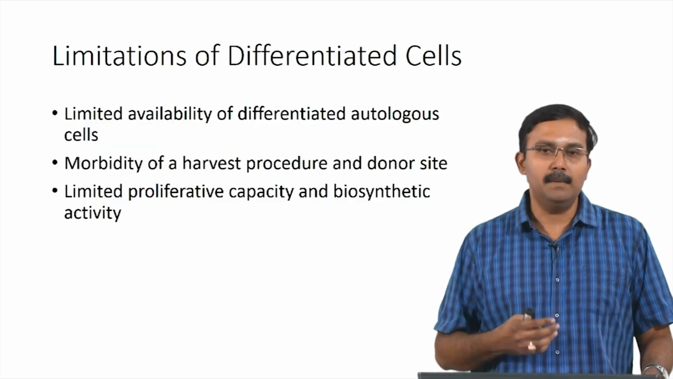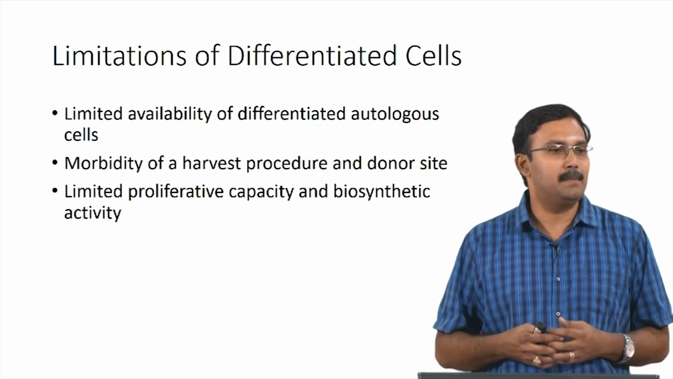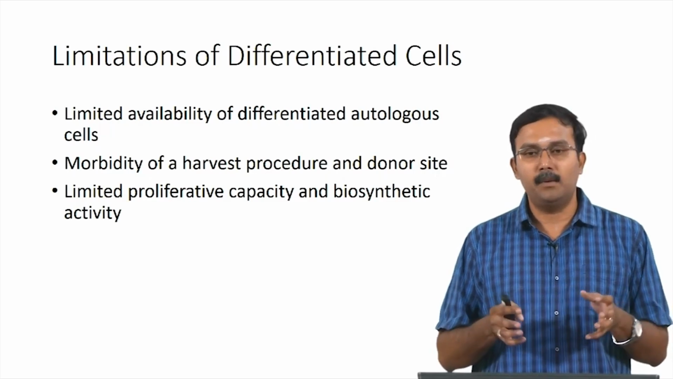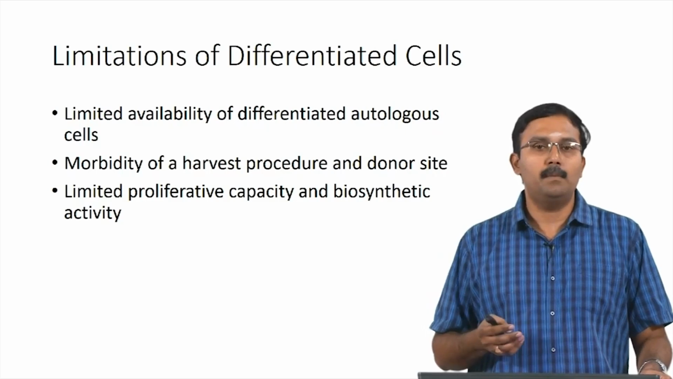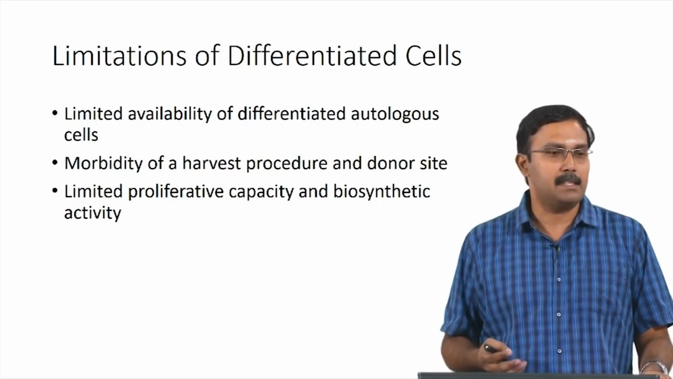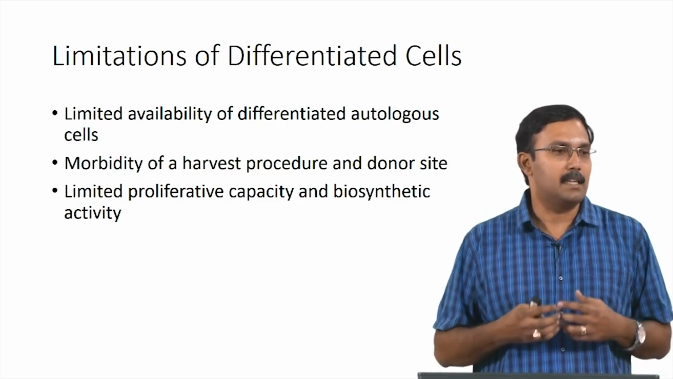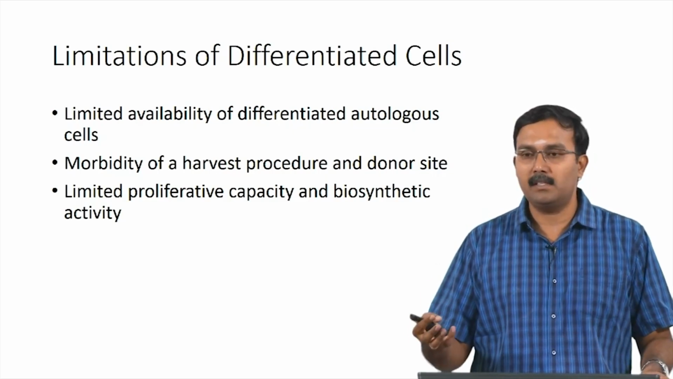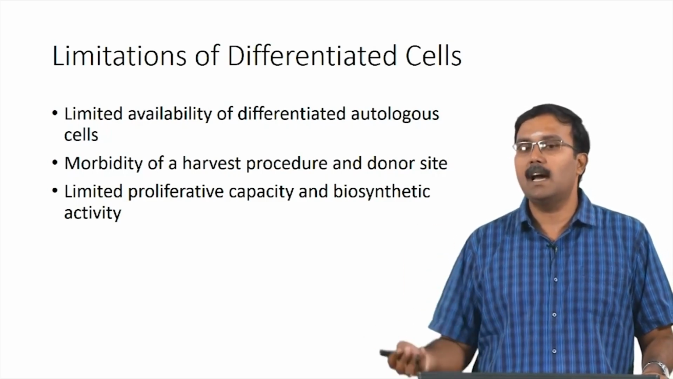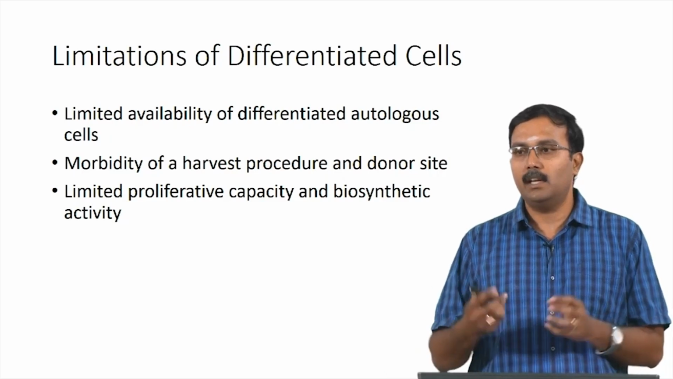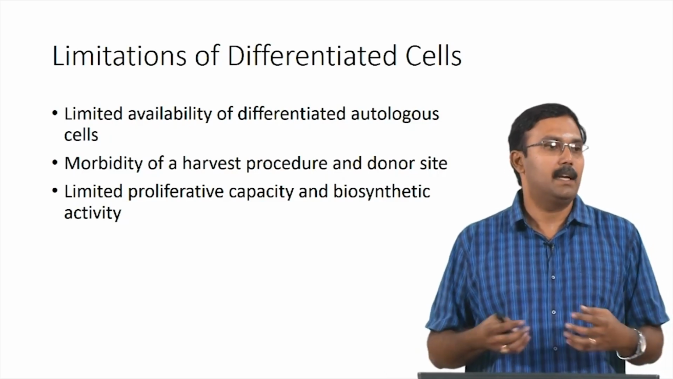So, the limited availability of differentiated autologous cells is one of the limitations why people looked for stem cells and other sources. Morbidity and limited proliferative capacity are serious limitations when you are talking about expanding the cells. As I was saying, we would not be able to harvest enough cells, right. If you try to harvest a lot of cells, you will cause significant damage to the donor tissue.